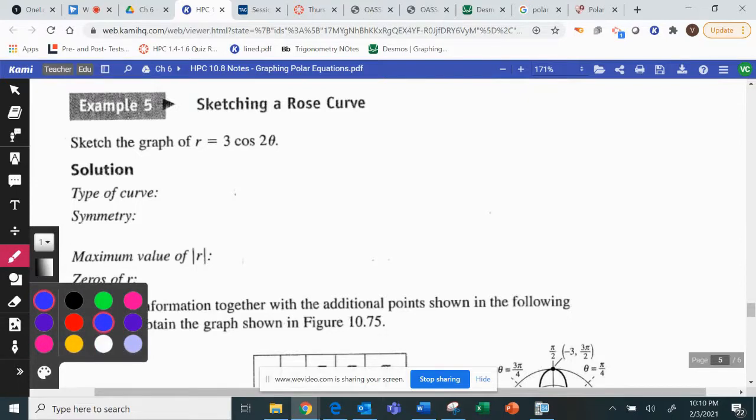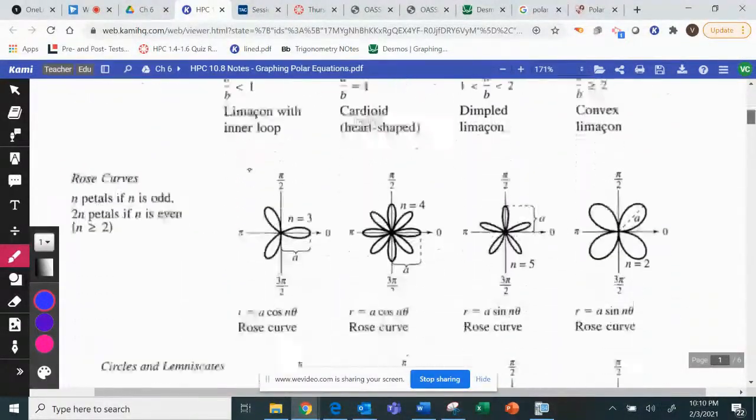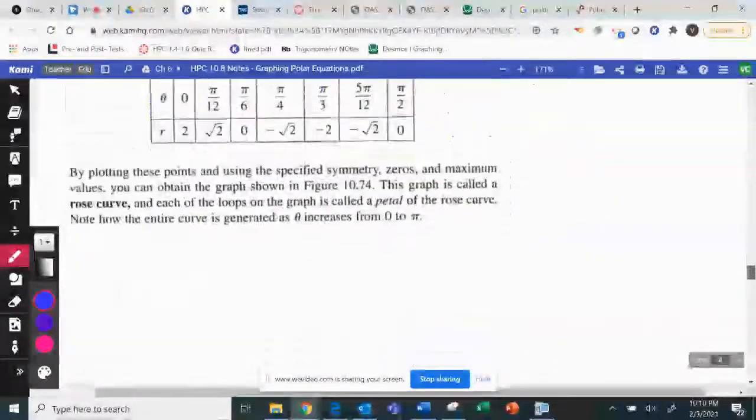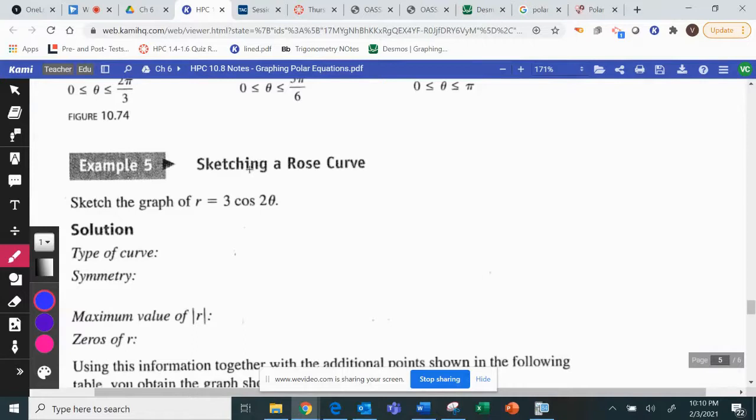All right, example 5. Sketching a graph of r equals 3 cosine 2 theta. So the type of curve, using our chart from the very first page, the special chart type of curve. And this would be one that has multiple angles right here. So this is going to be a rose.